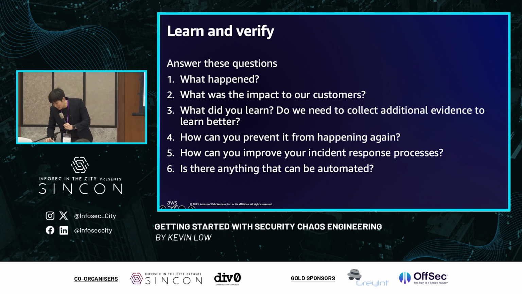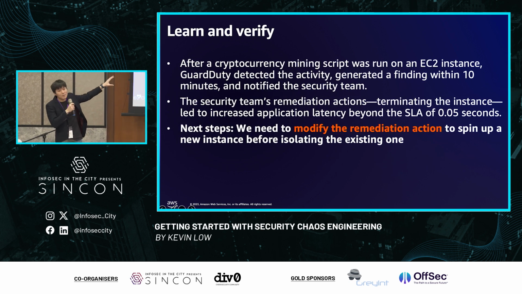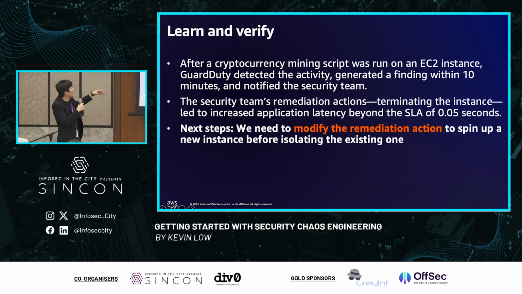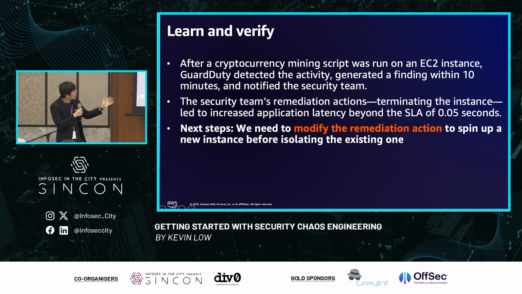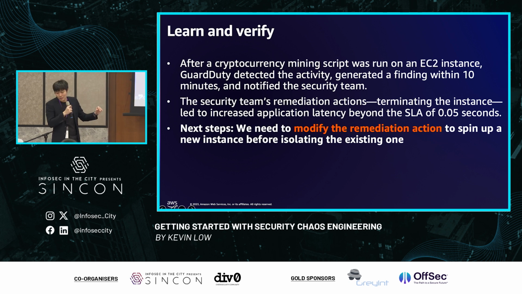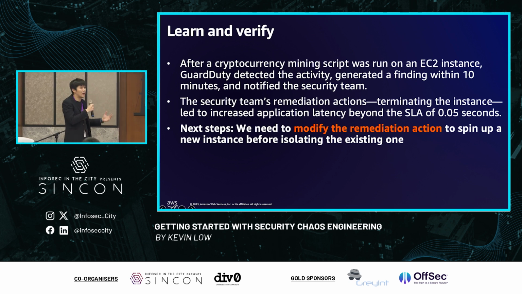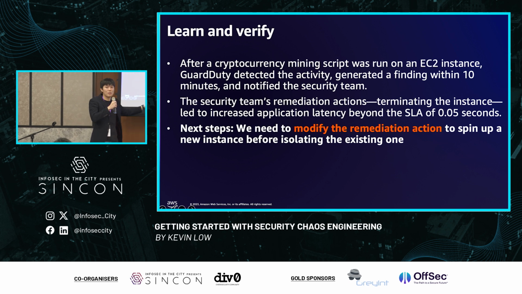So, for example, there we go. Returning to our original example, this is what it could look like after a cryptocurrency mining script was run on an instance. GuardDuty detected the activity, generated a finding within 10 minutes, and notified the security team, very good. The security team's remediation action of terminating the instance led to increased application latency of more than 0.5 seconds, which is bad, right? So for next steps, you want to modify the remediation action to spin up a new instance before isolating the existing one. This is the improvement point we're going to make. This is how we improve our incident response processes.